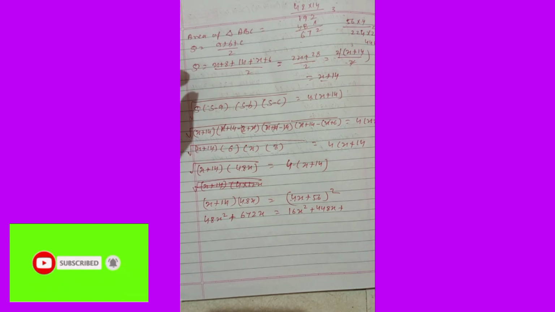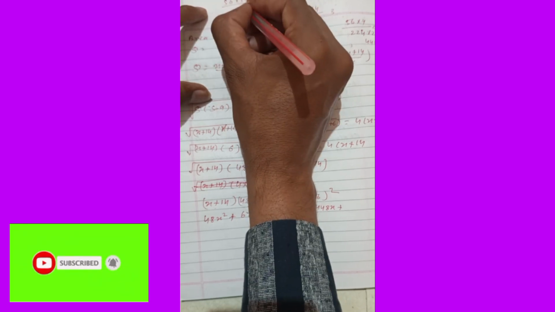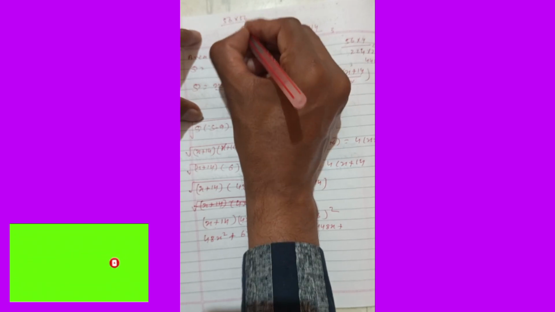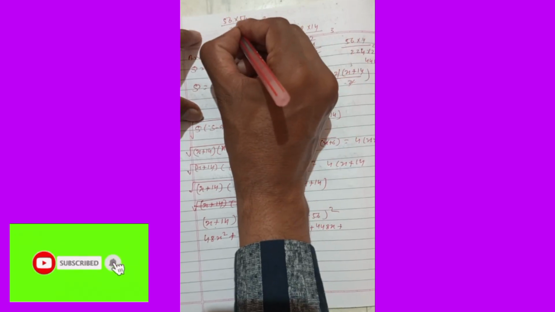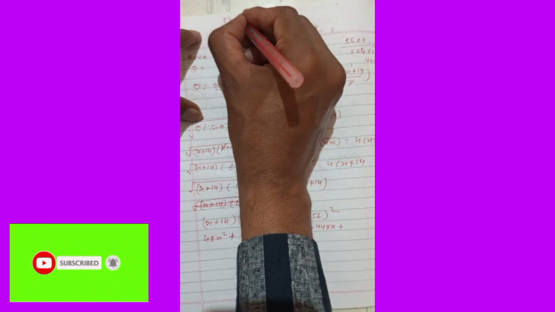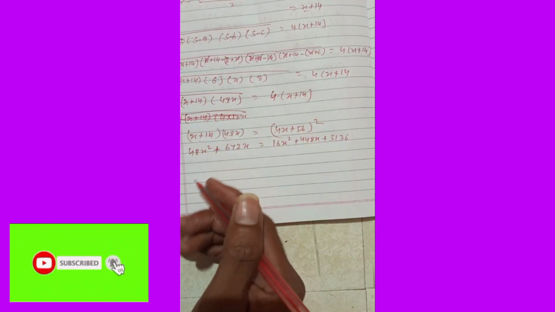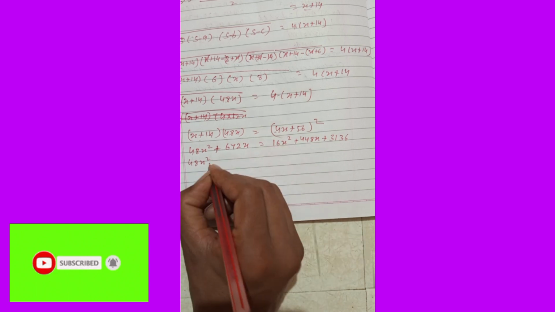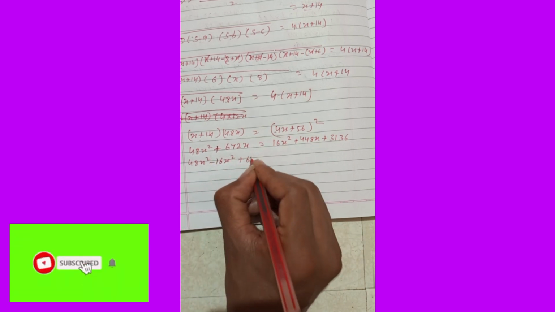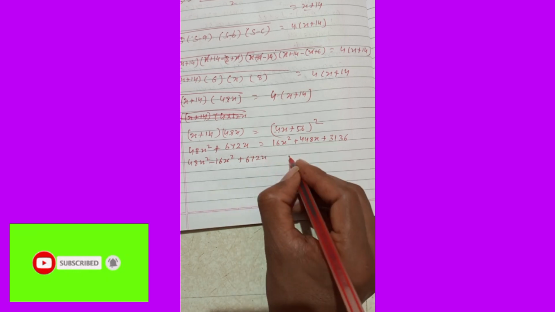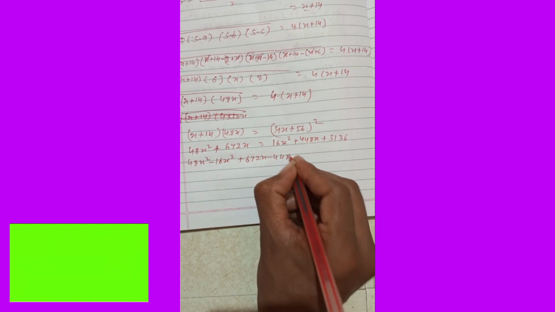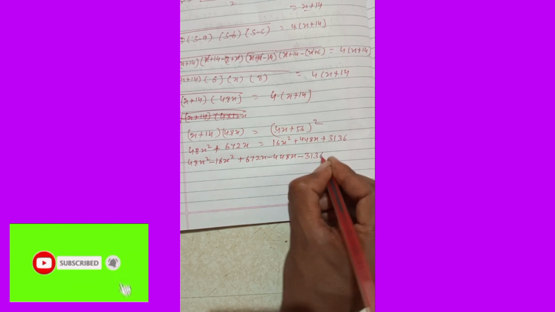Numbers are becoming big, so taking common makes it easy. 56 into 56 doing: 6 6s are 36, 3 carry, 6 5s are 30 plus 3, 33, again 5 6s are 33, carry 2, 5 5s are 25 plus 3, 28, 6 3 is 11 and carry 3, 3136. That one it becomes. Now we are doing 48x square minus 16x square plus 672x, and this number minus this one, minus 448x minus 3136 is equal to 0.